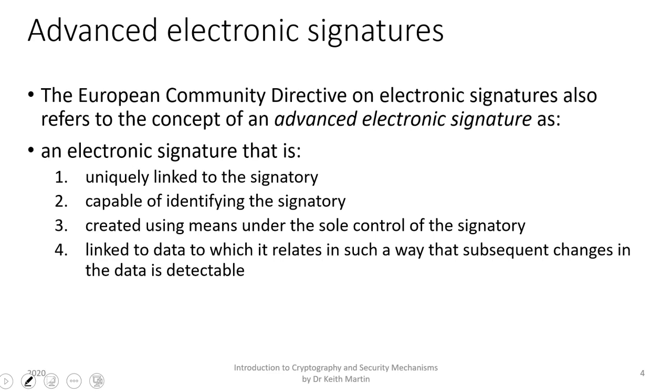Then they also define another concept called an advanced electronic signature, whereby they extend the previous definition a little further and bring in certain other requirements or aspects into electronic signature. That is, it should be uniquely linked to a signatory. So if a signer and a verifier are there, the signature should be uniquely linked to the signatory.